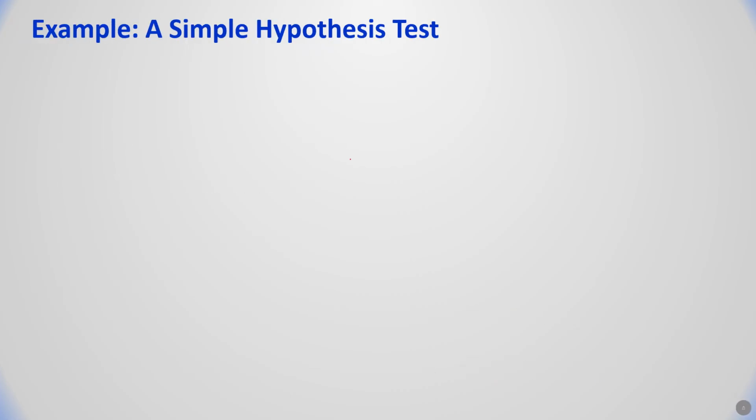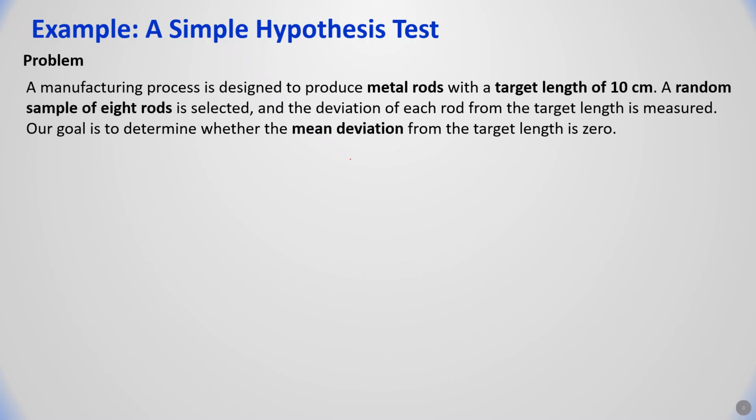Let's now apply these ideas to a simple hypothesis testing example. A manufacturing process is designed to produce metal rods with a target length of 10 centimeters. A random sample of 8 rods is selected, and the deviation of each rod from the target length is measured. Our goal is to determine whether the mean deviation from the target length is 0.